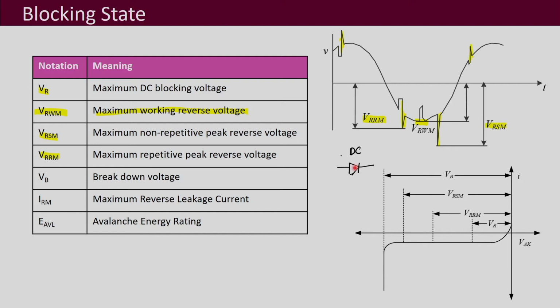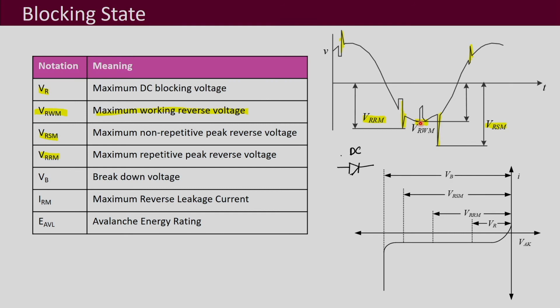It is a flat DC that you are giving continuously, and it has to block. Whereas, when you see these sinusoidal voltages, repetitively every cycle the diode will have to block. It is your working voltage, the voltage that you expect, and there may be some repetitive surges or glitches, transients, which for a very short period it has to withstand. That is your repetitive peak reverse voltage.